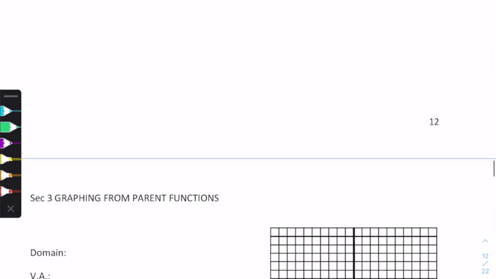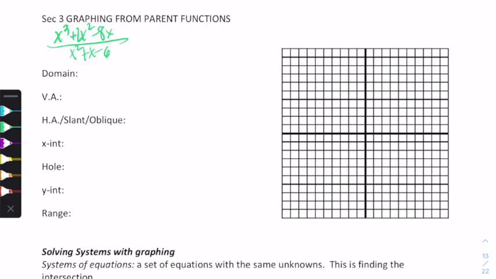Let's try this next one, except I'm going to rewrite it down here. x cubed plus 2x squared minus 8x all over x squared plus x minus 6. Okay, so we're just going to start by factoring the top and the bottom. If I look at the top, we've got a common x. So if I factor out the x, I've got x squared plus 2x minus 8.